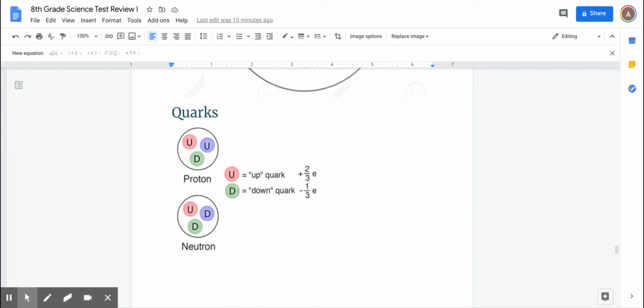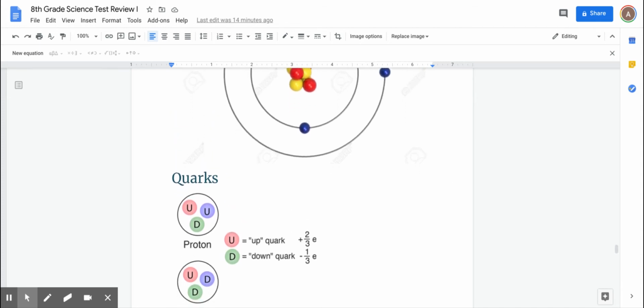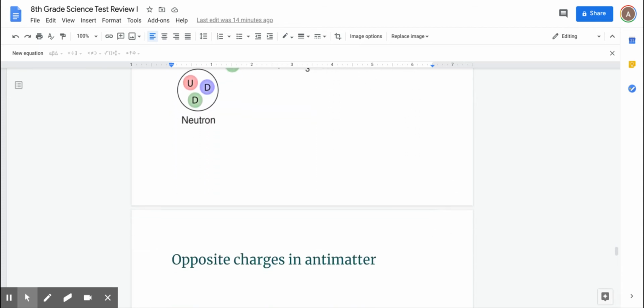Now inside, we talked about this before, inside a proton you have 2 up quarks and 1 down quark. And in the neutron you have 2 down and 1 up. Generally like that. These quarks are, again, subatomic particles. They're in protons and neutrons. Nothing is in an electron, as we know.